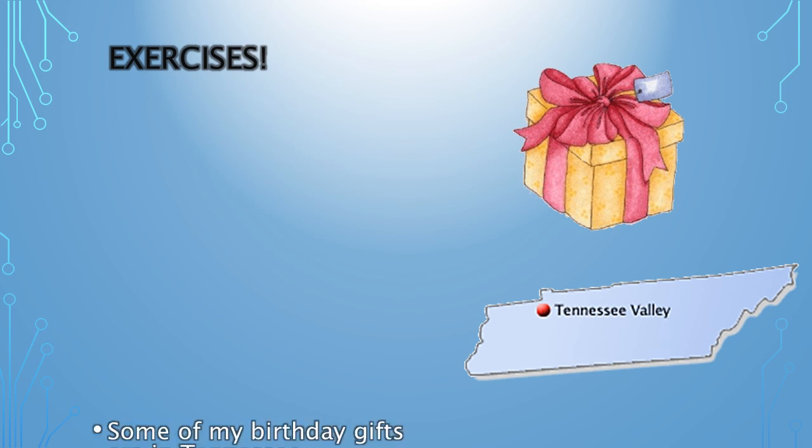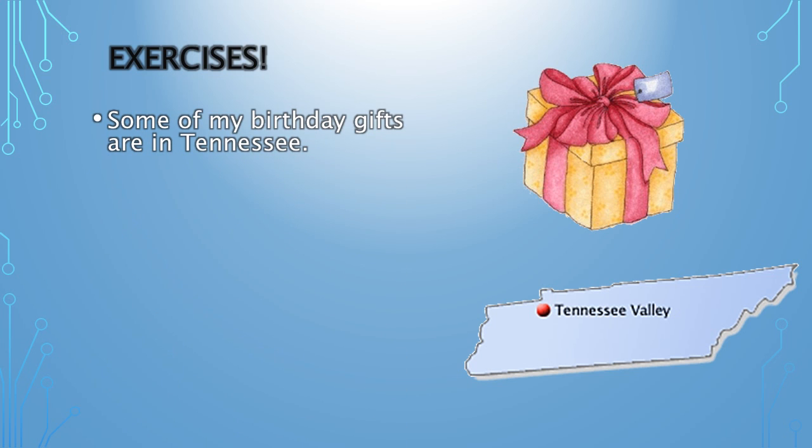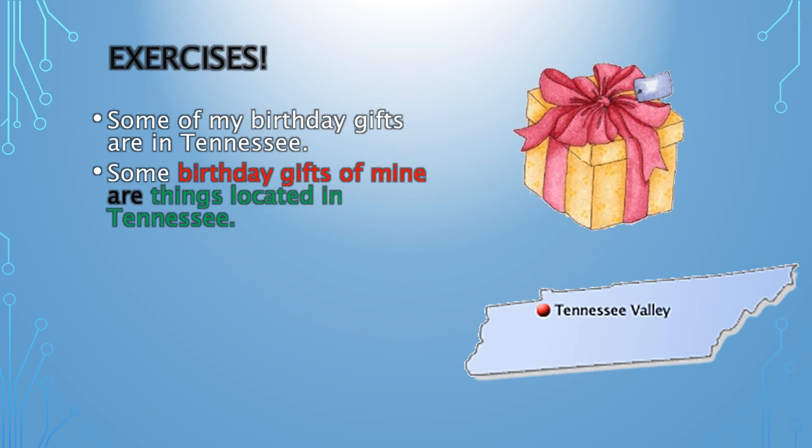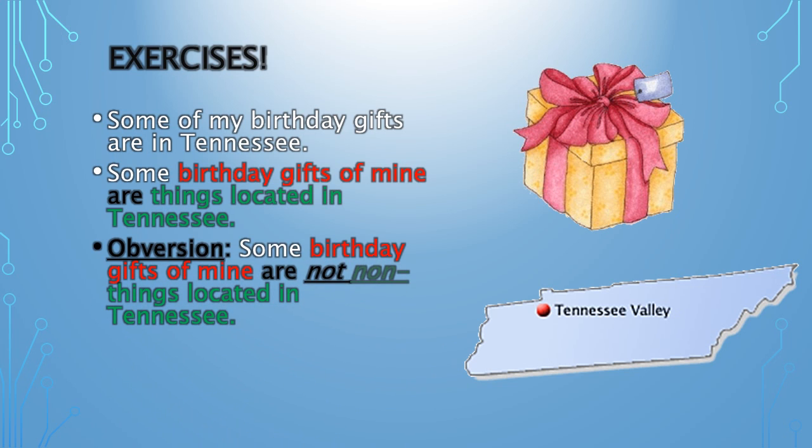So, first example up. Some of my birthday gifts are in Tennessee. Well, first thing we want to do, turn that into our very clear categorical sentence form. So, some birthday gifts of mine are things located in Tennessee. Now, once we have our crystal clear categorical sentence form in hand, you notice that that's an I sentence. Let's always do obversion first and get that out of the way. So, the obverse of that is some birthday gifts of mine are not non-things located in Tennessee. A little awkward, isn't it? But it actually does work out.